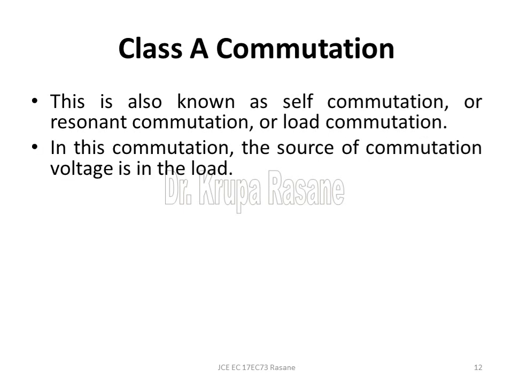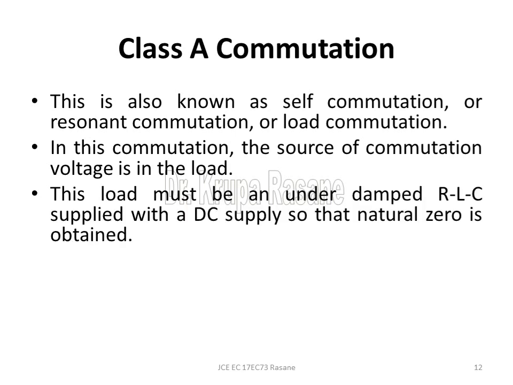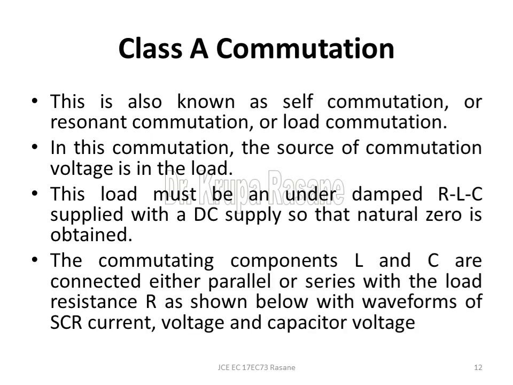Let us see why. In class A commutation, the source of commutation voltage is the load. Means the load itself will make sure that the current becomes 0. The load must be an underdamped RLC supplied with a DC supply so that a natural zero is obtained. We will explain this. The commutating components L and C are connected either parallel or series with the load resistance R, as shown below with the waveforms of SCR current, voltage and capacitor voltage.